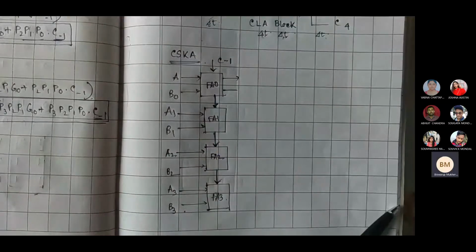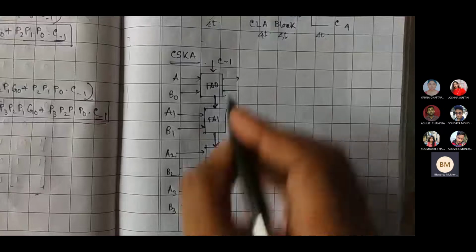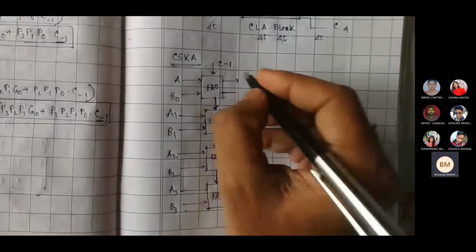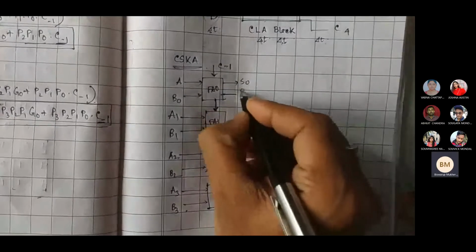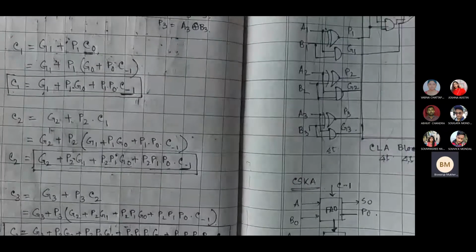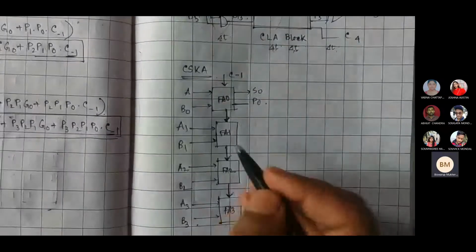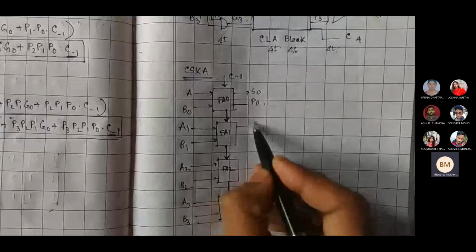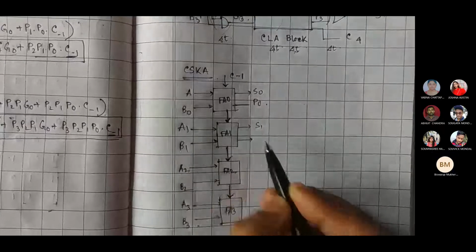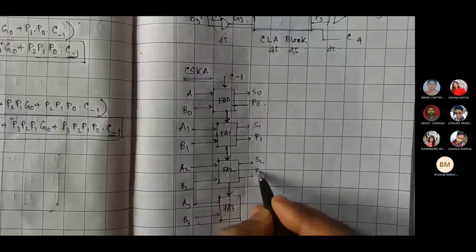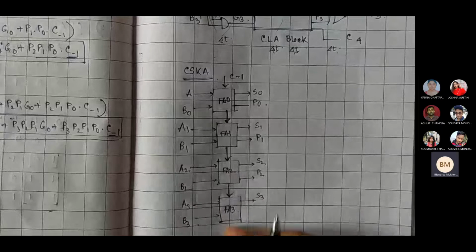Also we are having one output right from here, which is carry propagate, right? So initially this is S0 and this is P0. What is carry propagate? Carry propagate is A XOR B. Right? We are taking the carry propagate also. So S0, P0; similarly S1, P1; S2, P2; and from here S3, P3.